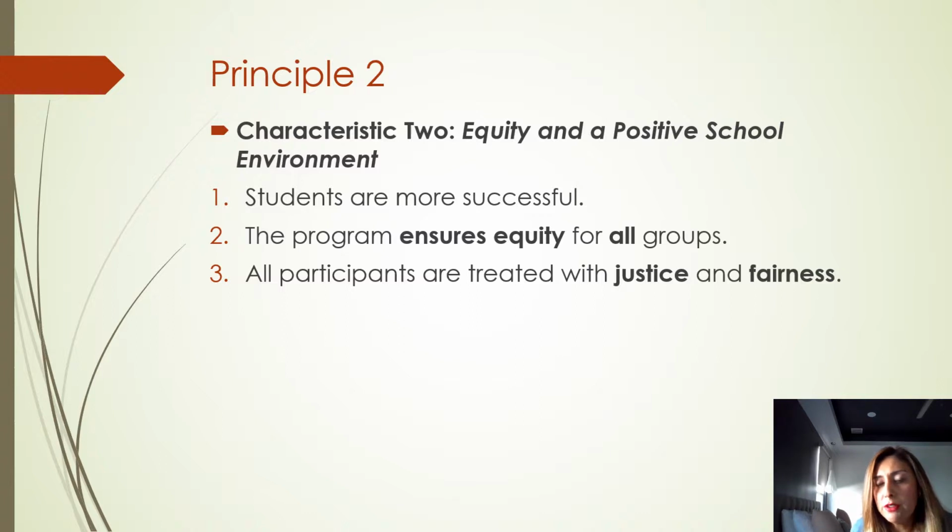We have finished Principle 1, and let's do a quick review about Principle 1. Principle 1 included the characteristics of vision and goals, and it included key points A through F. So now we are moving along to Principle 2, and with Principle 2, we begin characteristic number 2 of the program, which means equity and a positive school environment where students are more successful. The program ensures equity for all groups, and all participants are treated with justice and fairness.